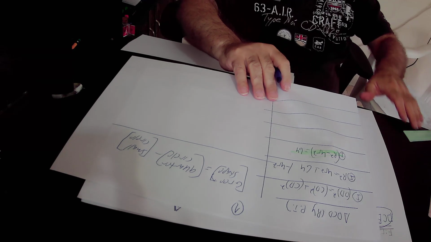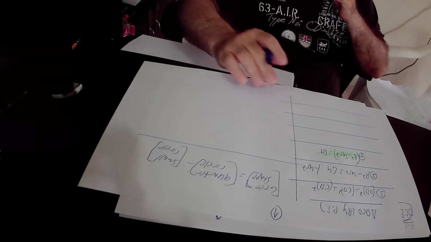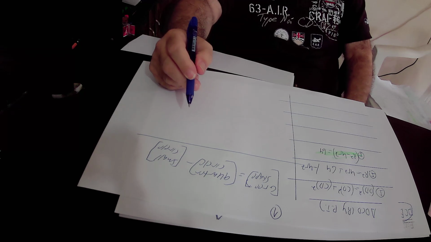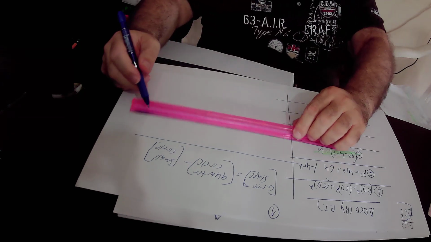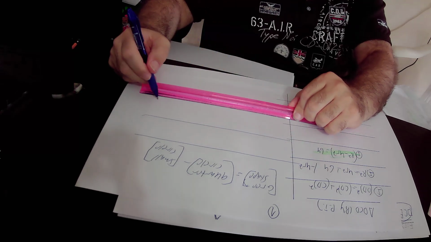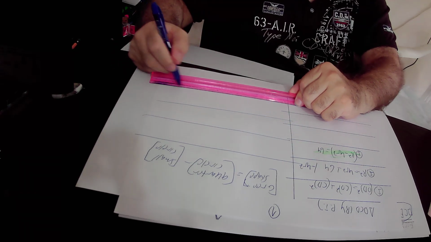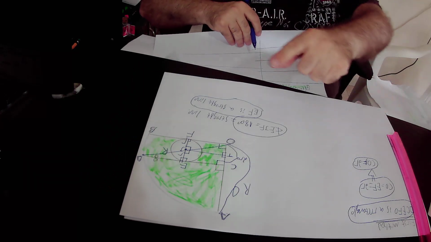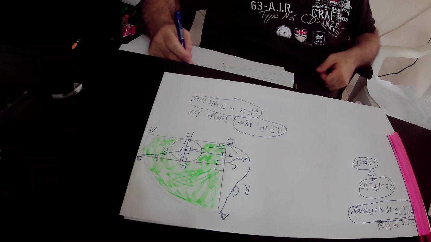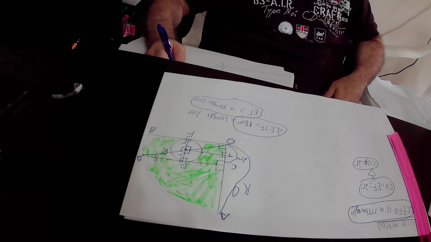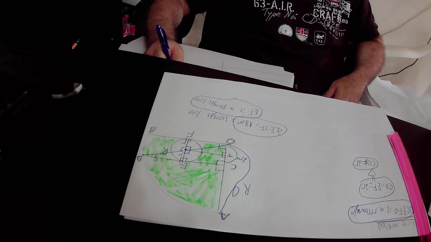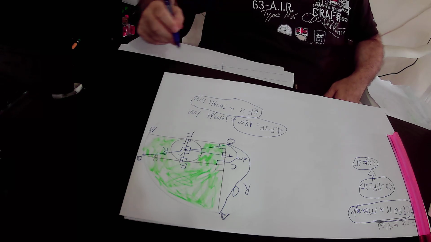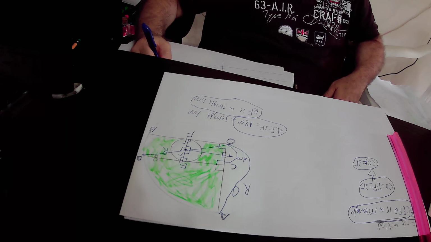I'll repeat again, the area of the green shape equals the area of the quarter circle minus the area of the small circle. What is the area of the quarter circle? The area of the quarter circle will be equal to pi times capital R square over 4, minus the area of the small circle. The area of the small circle equals pi r square.